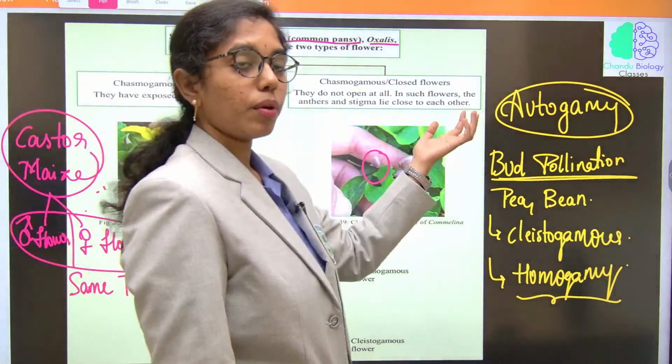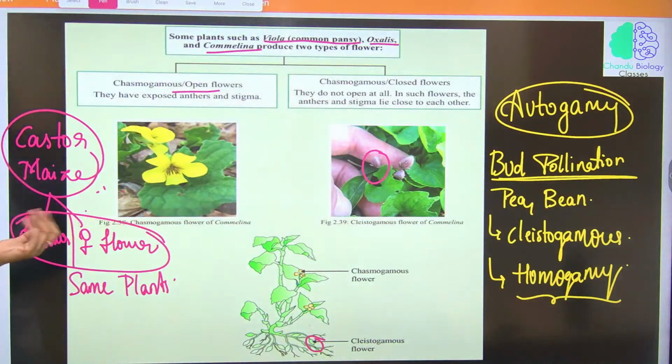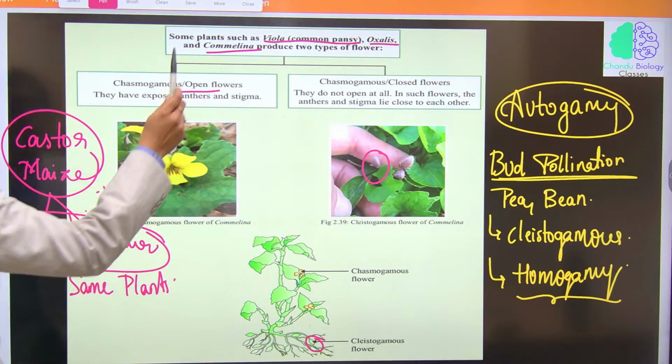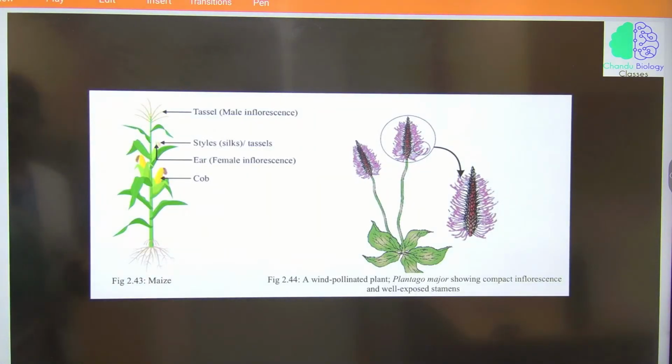Here and there we may get a statement based question, so this is important. Fine. And now we look at the agents of pollination. We have both biotic and abiotic agents of pollination.